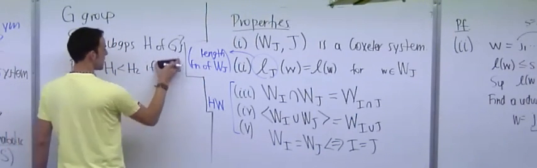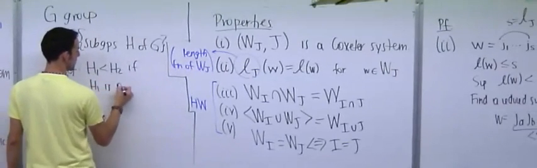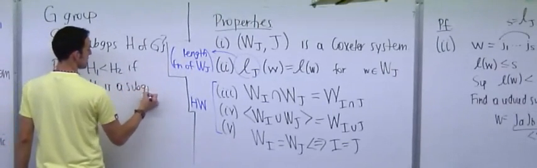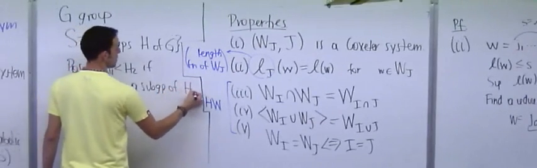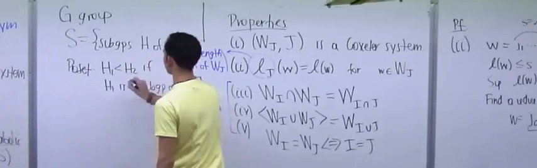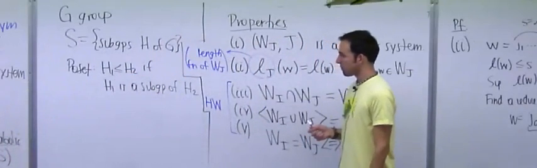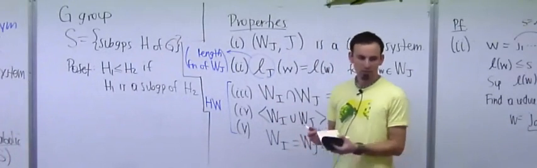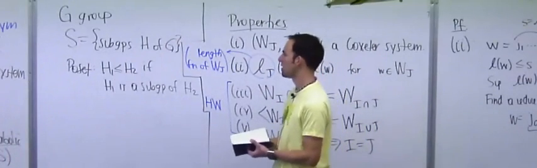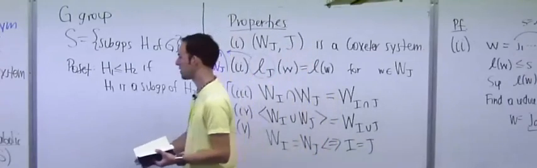if H1 is a subgroup of H2. So this is a nice poset, the poset of subgroups of a group. And in fact, this is a very nice poset. So let me tell you a little bit about this poset.